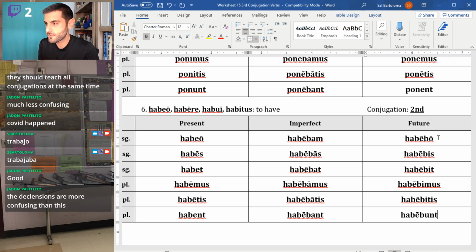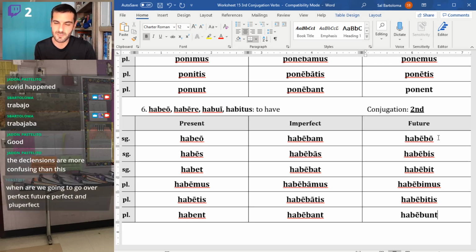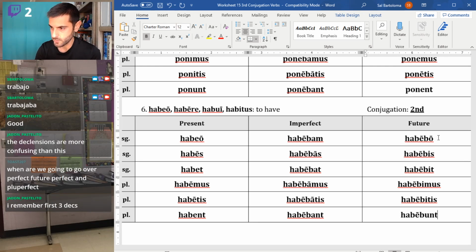Yeah, I mean, I think verbs have a little bit more of a rule to them. They always have that ost, must have kind of thing. When are we going to go over perfect, pluperfect, and future perfect? That will probably be either next week or the following week. Not quite sure. I haven't really planned it out. It'll be before winter break. That's for sure.